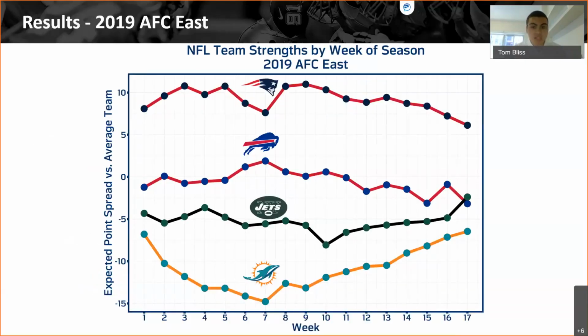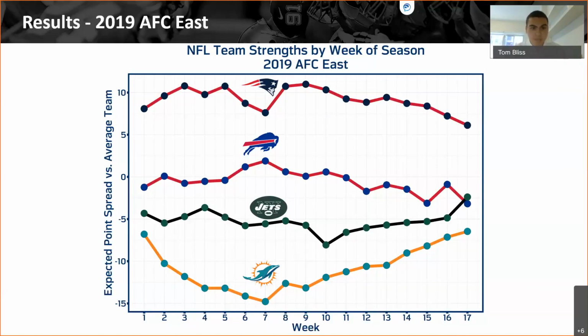So now what I'm going to do is plot each of the team strengths by week. And this is the 2019 season. I know we're in the 2020 season, so maybe we don't remember all the storylines and how teams went. It was all about a year ago, during the season. But I'm just going to recap.